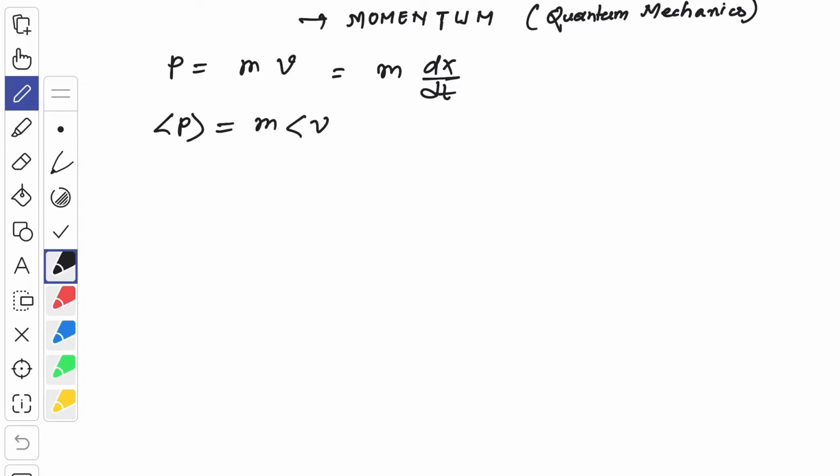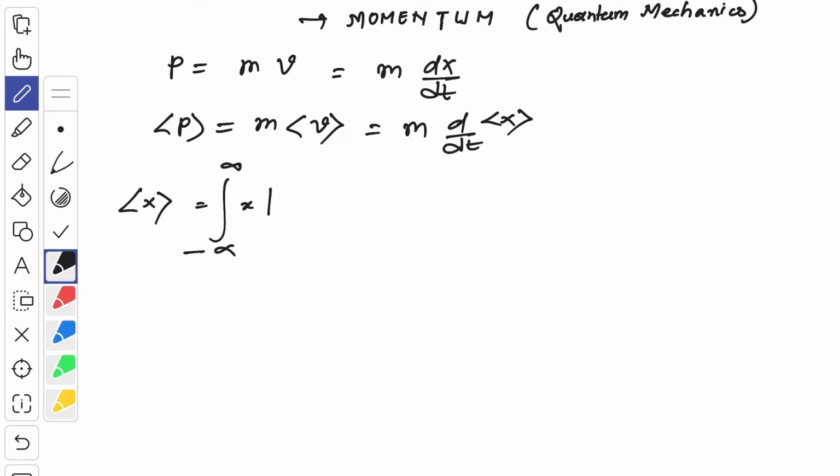So here we will take the expectation value of v. That means in this expression we have to take the expectation value of x. We know how to find the expectation value of x. It is equal to the integral from minus infinity to plus infinity of x times the probability density, |psi|^2, dx. It is given by psi times psi star, where psi star is the complex conjugate of psi.